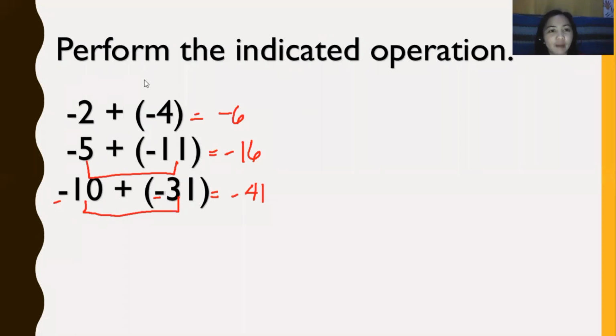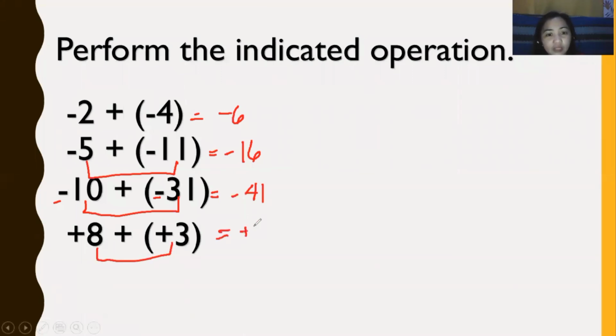Let's have another example. We have positive 8 plus positive 3. They are still like sign. So we have 8 plus 3 is 11. Their common sign is positive. Therefore, the answer is positive 11.